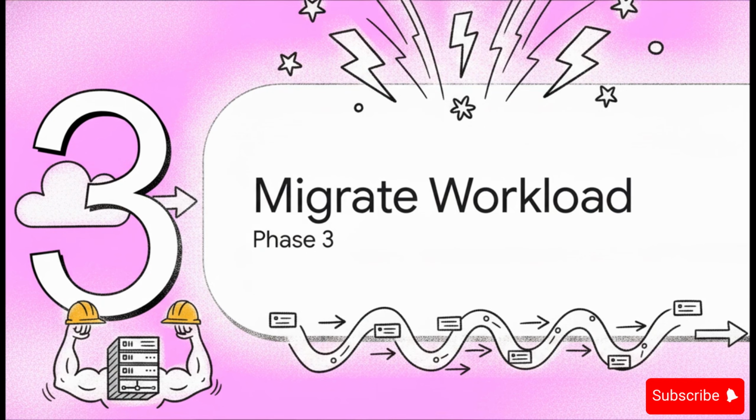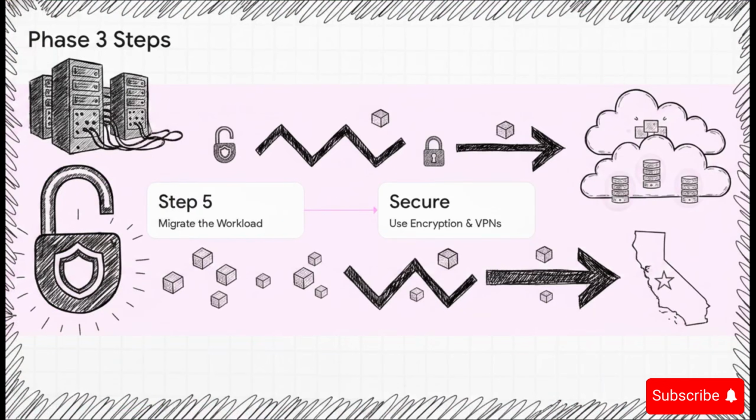All right, Phase 3, migrate the workload. The real heavy lifting of our digital relocation finally begins right here. Step 5 is the physical and digital execution. We are actively migrating the workload. This means taking all that carefully mapped data and actually transferring it.